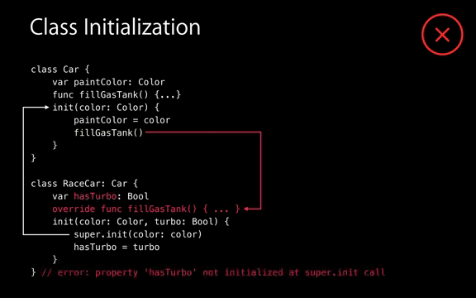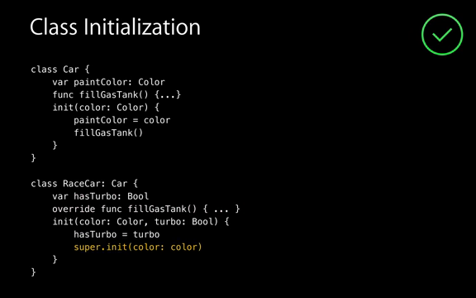And our problem is that we haven't got a chance in our own initializer to set our own properties. And so we're trying to call a method on self. We're trying to access this object or this instance that hasn't been fully initialized, and that's not safe. So in Swift, we always make sure we set our own properties before we call our superclass's initializer to have a chance to do the same.